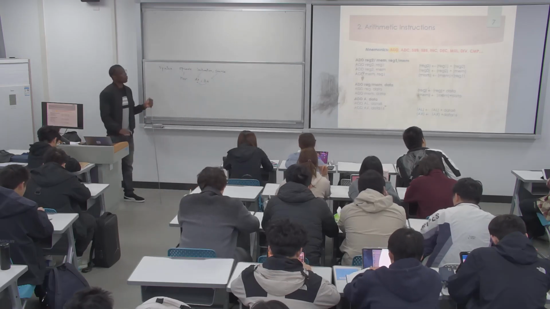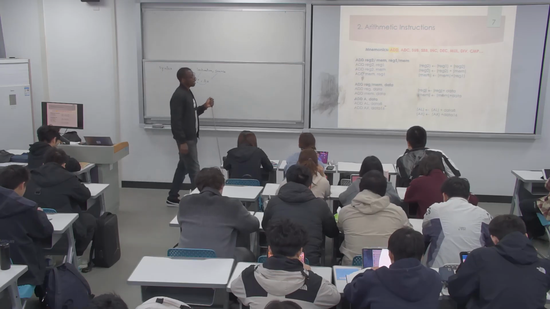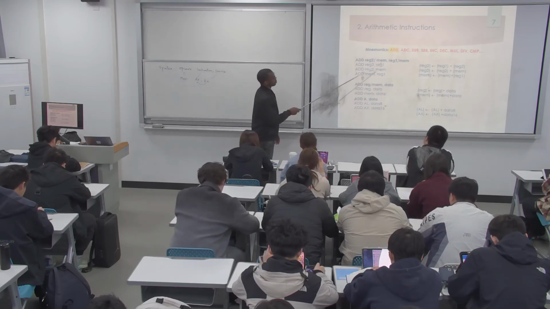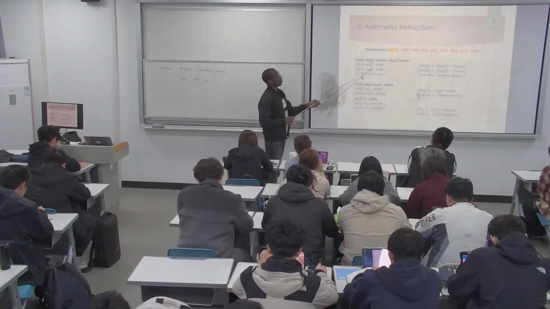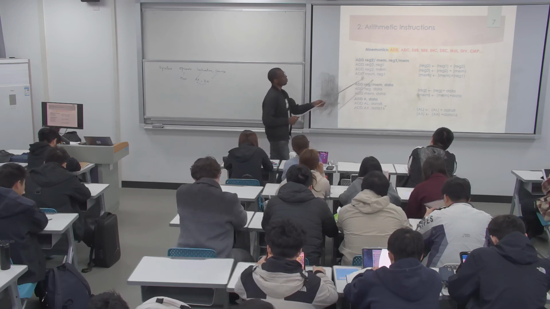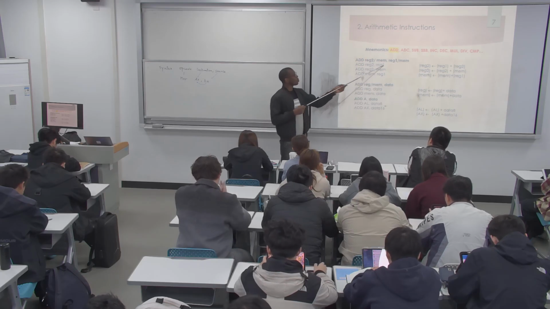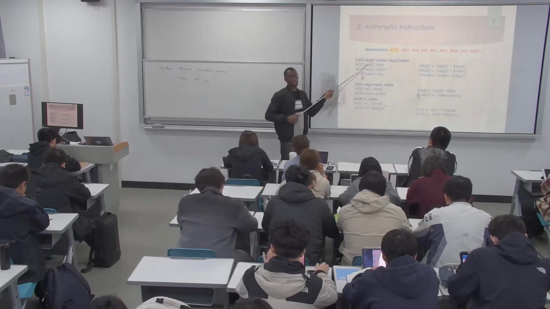Now, we're going to talk about arithmetic operations. Arithmetic operation, addition. Now, we can add the content of these two registers. For example, add register 1, register 2, register 1. That means we're going to add the content of register 2 to the content of register 1, and the result will be stored in the register 2.